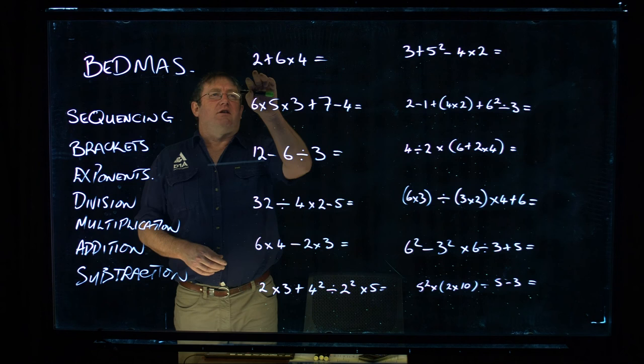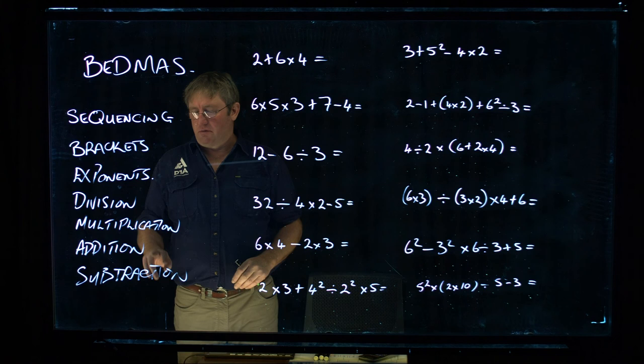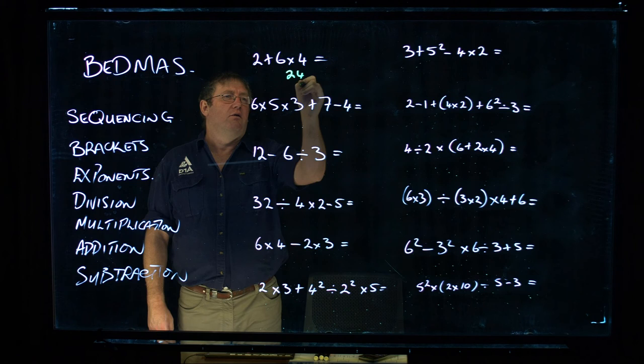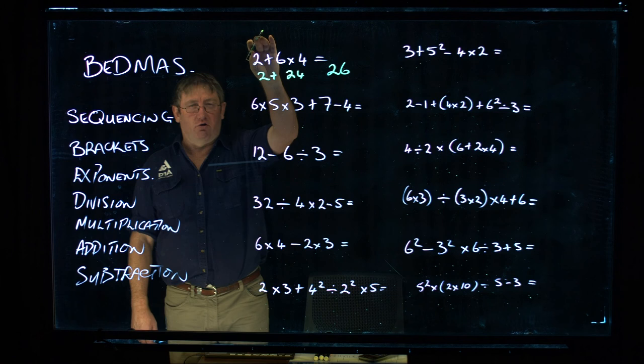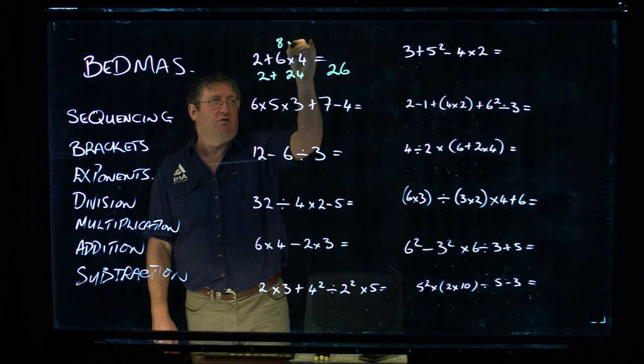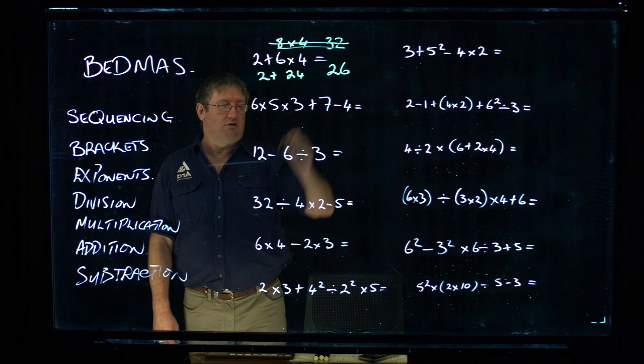So if we come to this one, 2 plus 6 times 4, multiplication comes before addition. So we have to do the multiplication first. So 6 times 4 is 24. 2 plus 24 equals 26. Now if we'd just started on the left-hand side and decided to work our way across the equation, 2 plus 6 is 8 times 4, we would end up with 32. And that is wrong. So it's about how we work through the equation.